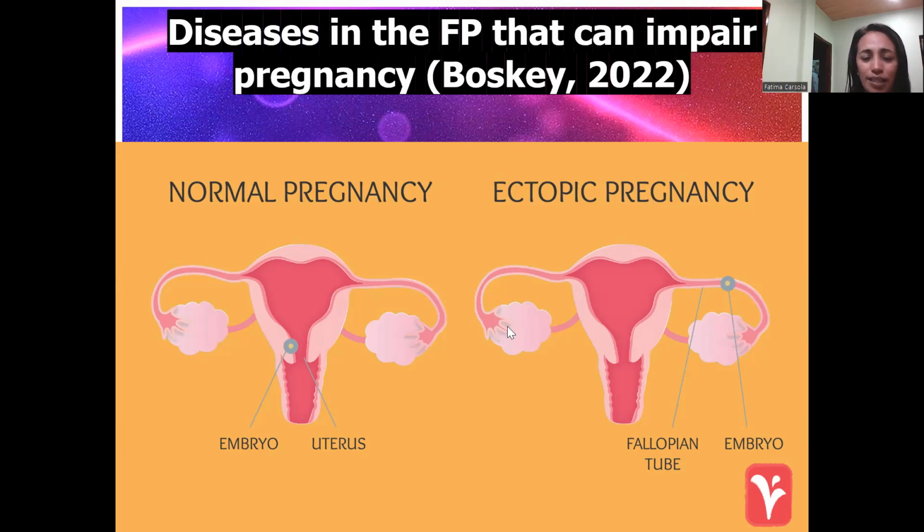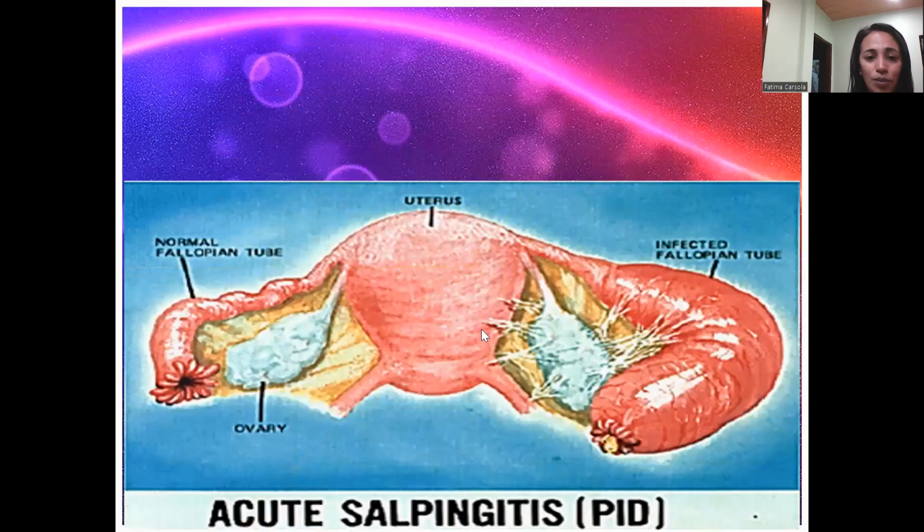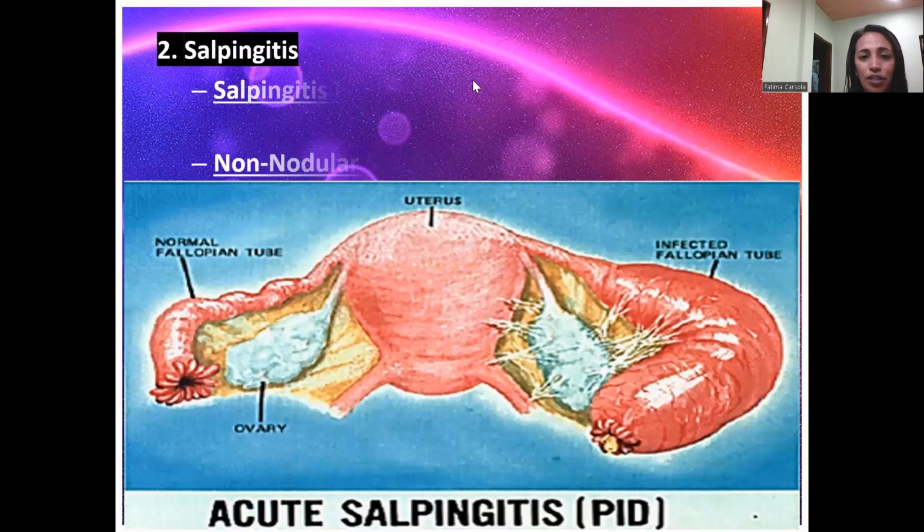Another disease that could impair pregnancy, aside from ectopic pregnancy, this is 2022, the most updated one, is what we call salpingitis. In salpingitis, wait for that moment, there's a problem with my slide. We have salpingitis isthmica nodosa and non-nodular salpingitis. In salpingitis isthmica nodosa, there will be nodules here. For non-nodular, wala siyang nodules. It's just like an inflammation.